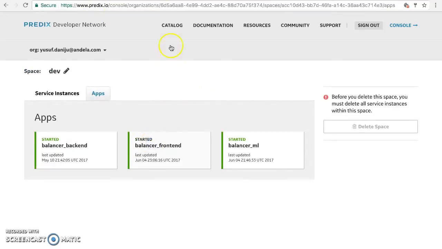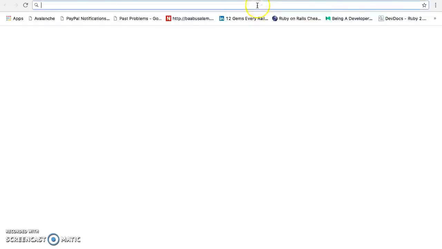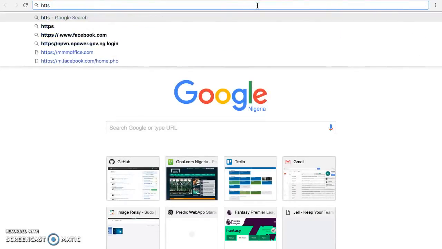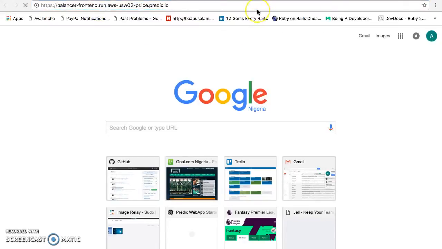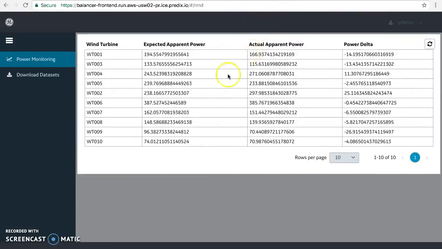the front end part of it, where you can find the analytics that was brought from the machine learning app itself. So you can get that on this. Then you have the result for each of the turbines.